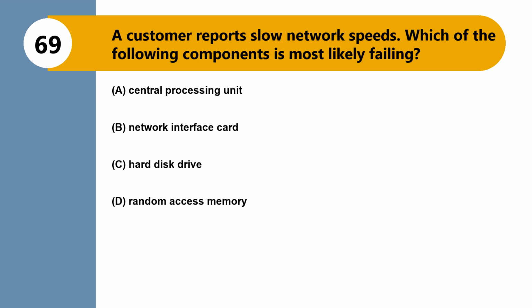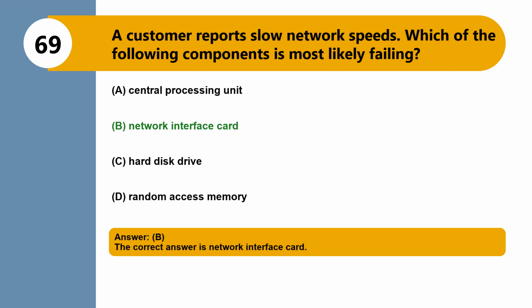Question 69. A customer reports slow network speeds. Which of the following components is most likely failing? Option A, Central Processing Unit. Option B, Network Interface Card. Option C, Hard Disk Drive. Option D, Random Access Memory. The correct answer is option B, Network Interface Card.